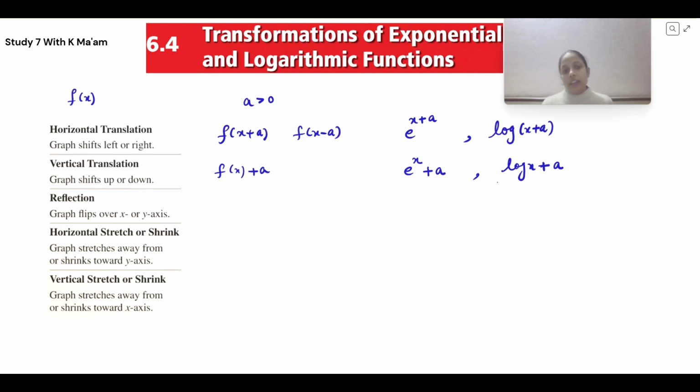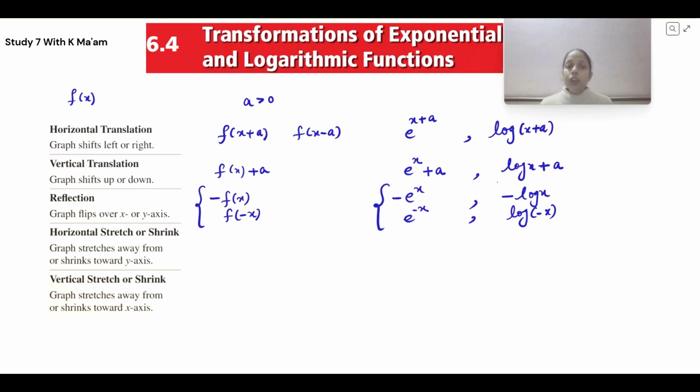Reflection about the x-axis or over the y-axis. If it is about the x-axis, then your f(x) changes as the whole function is multiplied by a negative: negative times e power x, negative times log of x. If it is a reflection over the y-axis, then only x will change its sign. It is e power negative x and log of negative x.